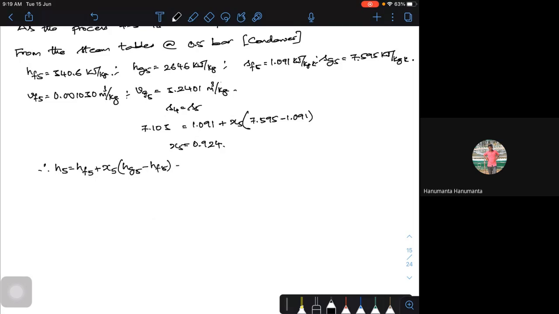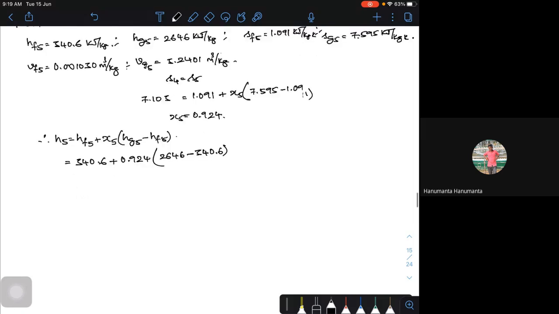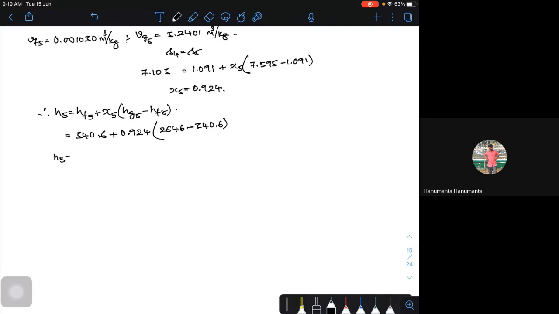Okay, now let's substitute all the values and get the value of H5. So H5 is 340.6 plus X5, which is 0.924, into HG5, 2646, minus 340.6. So therefore your H5 is equal to 2470.789, around 2470.8 kilojoules per kg. If you want, you can find VF also, if there is a requirement.